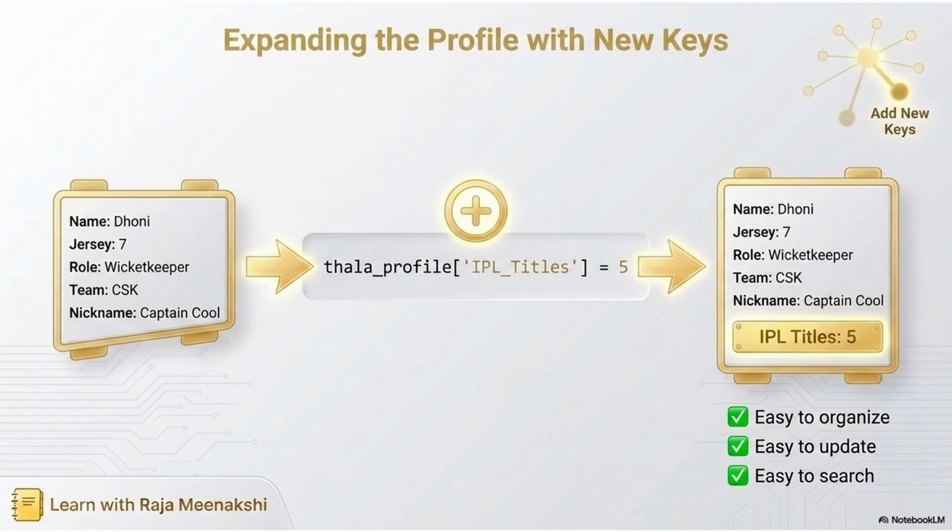Okay, so expanding the profile with new keys. Just now, what we saw in the previous slide, the same thing. IPL titles equal to 5. Here we don't have this IPL titles key, so it will be added as a new key value pair. I'm just correlating and telling you: if it is already present, it will be updation; if it is not present, it is addition. Keep this in mind. Explore the update function, dot update. Inside this, you can give the key value pair, one set of key value pairs or multiple key value pairs, everything you can give. So see here, IPL titles got updated. We are waiting for our sixth trophy. Am I right? So it is easy to organize, easy to update, and easy to search respectively.